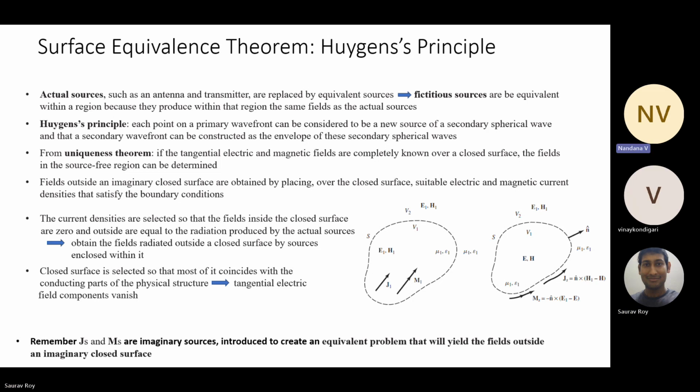What I understood is that Js and Ms are imaginary sources at the boundary. From that we can calculate E1 and H1 in the volume V2. That is, even though the sources are on the boundary of V1, we can calculate the fields in V2. Yes, okay. But what is unique about it? Why is the uniqueness principle required? Uniqueness theorem.